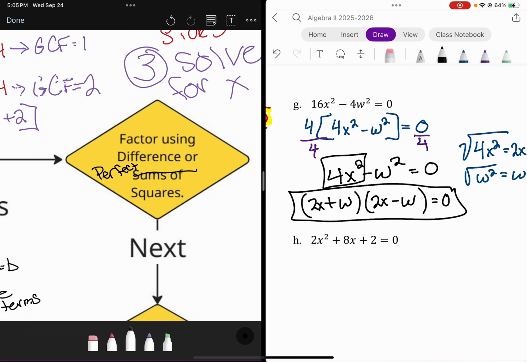This one, because we have 2 variables, we actually aren't going to finish solving for x. We could in terms of w, but we don't need to worry about that. So this is an example of difference of squares.